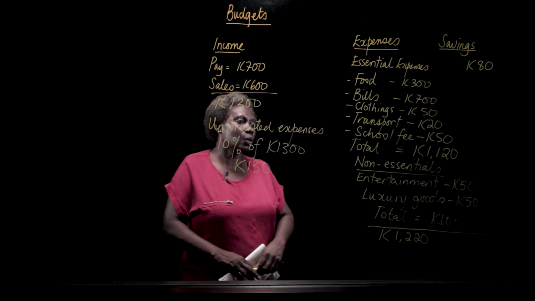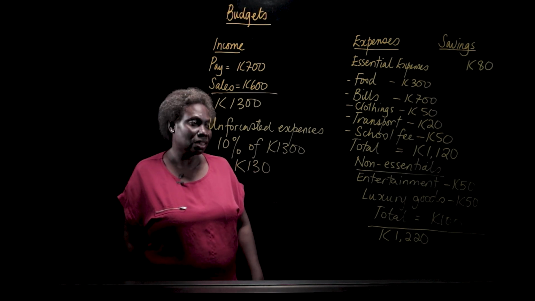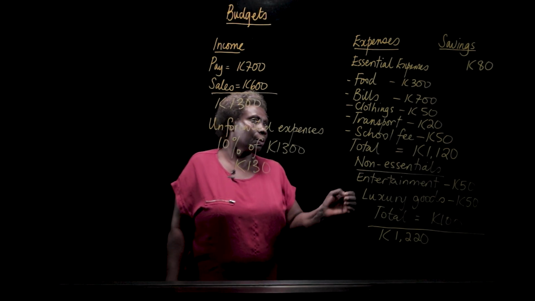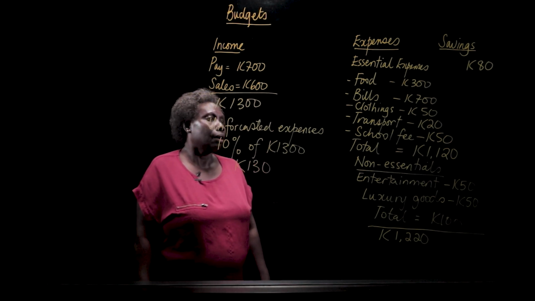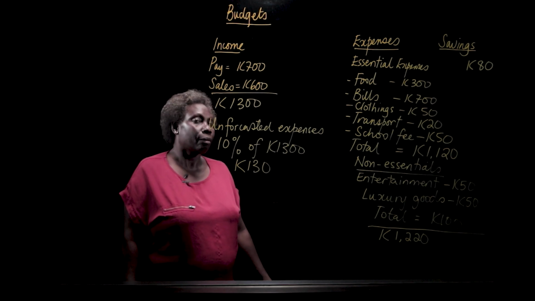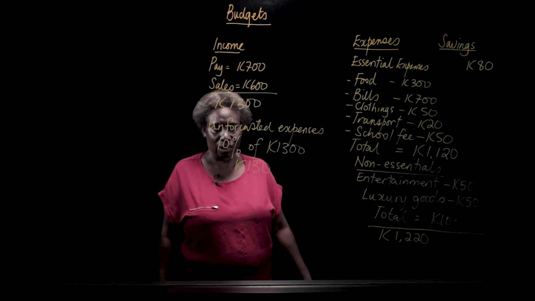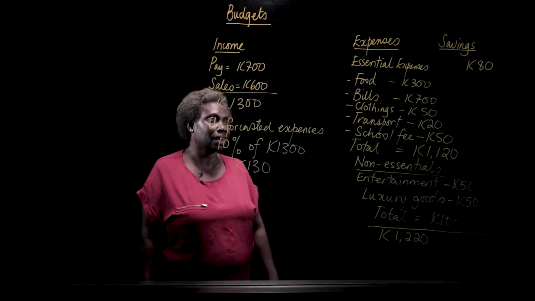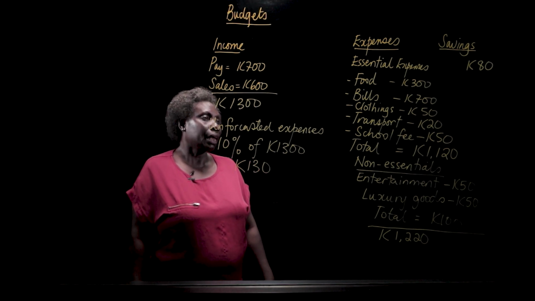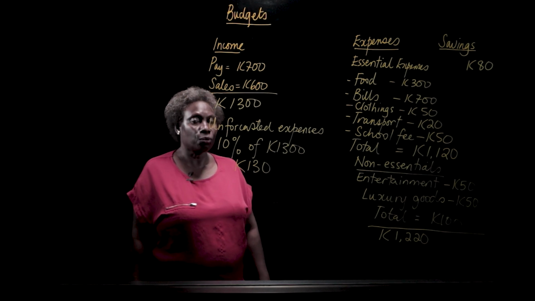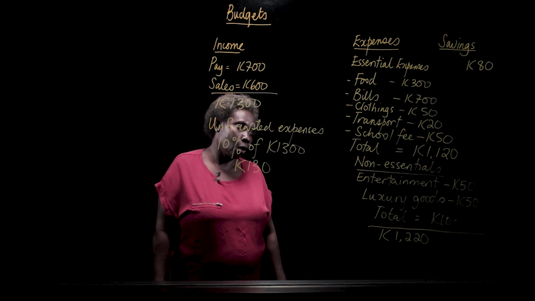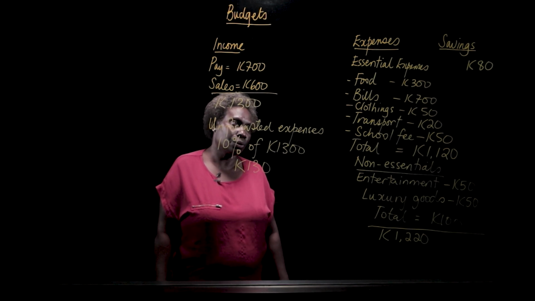Now he's going to look at the essential expenses and the non-essential expenses to cut down on some of the cost. When we look at bills, most of the bills are fixed amounts. So he cannot make any adjustment on the bills, but he can make adjustment on the food. Therefore, he has decided to cut down by 50 kina. So he gets 50 kina from food and puts it on unforecasted expenses. With clothes, he can still do without clothes.